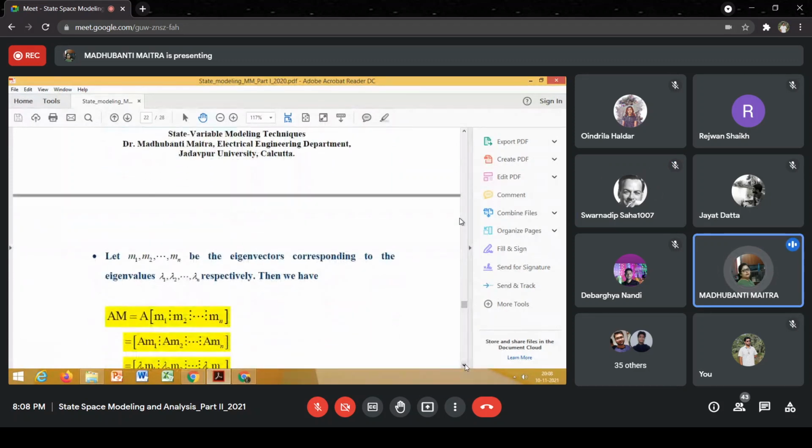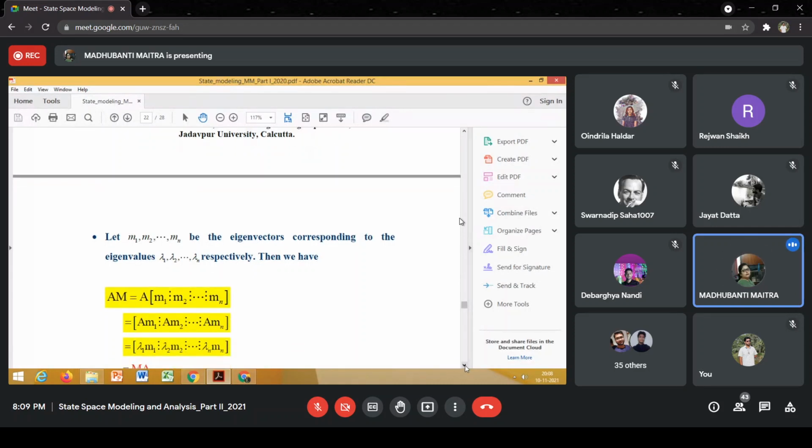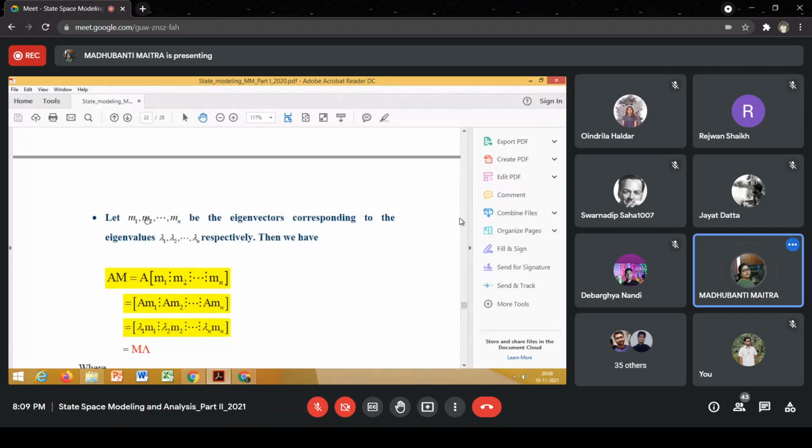So M1, M2, Mn be the eigenvectors. All these are vectors. So M1 is the eigenvector for the eigenvalue lambda 1 corresponding to the matrix A. M2 is the eigenvector corresponding to the eigenvalue lambda 2 associated with the matrix A, right? Now we'll use this M1, M2, Mn to form the modal matrix or diagonalizing matrix.